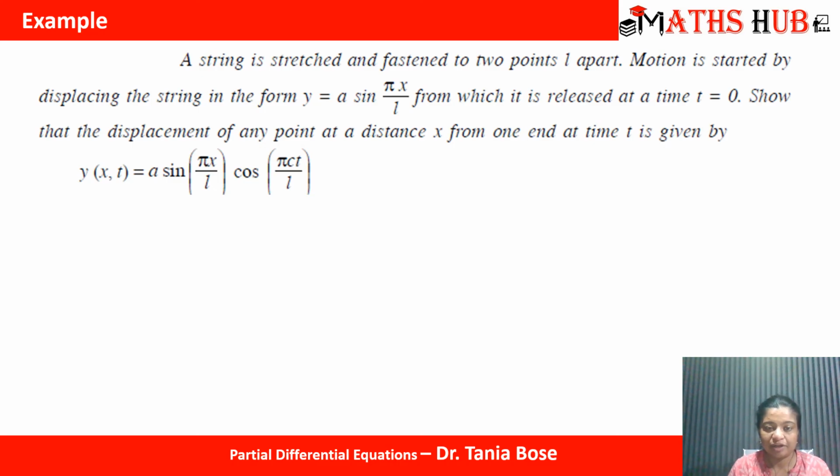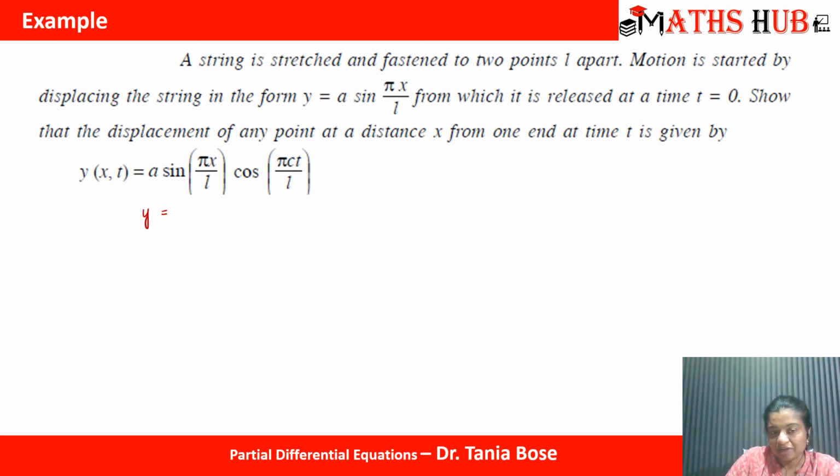So let's look into the question. A string is stretched and fastened to 2 points L apart. Motion is started by displacing the string in the form y equal to a sine pi x by L, from which it is released at time t equal to 0. Show that the displacement of any point at a distance x from one end at time t is given by this expression. So the condition is given to you, the fourth condition, and the rest everything will remain the same.